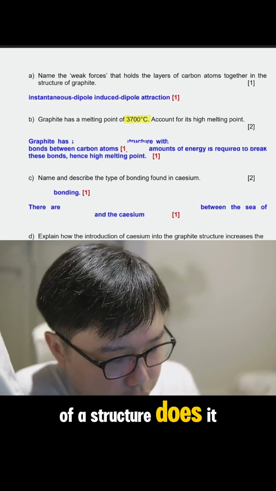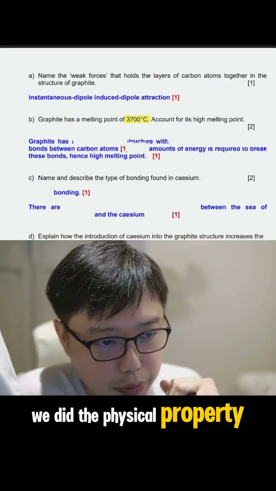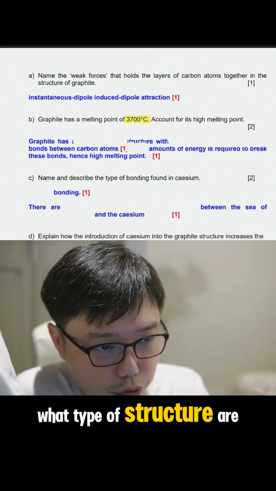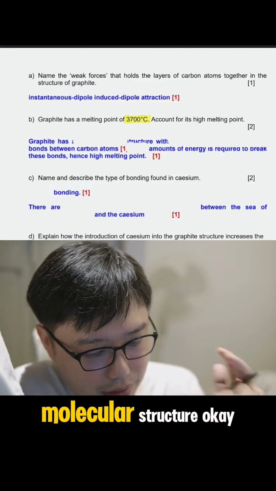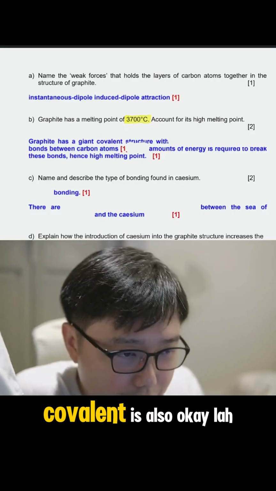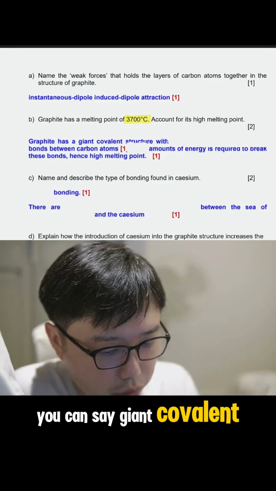So what kind of structure does it have? Remember the very first question that we did tonight, right? We did the physical property. So the first thing we want to bring up for chem bonding is what type of structure are we dealing with. So graphite has a giant molecular structure. Giant covalent is also okay. There are two ways of writing it: you can say giant molecular, you can say giant covalent.